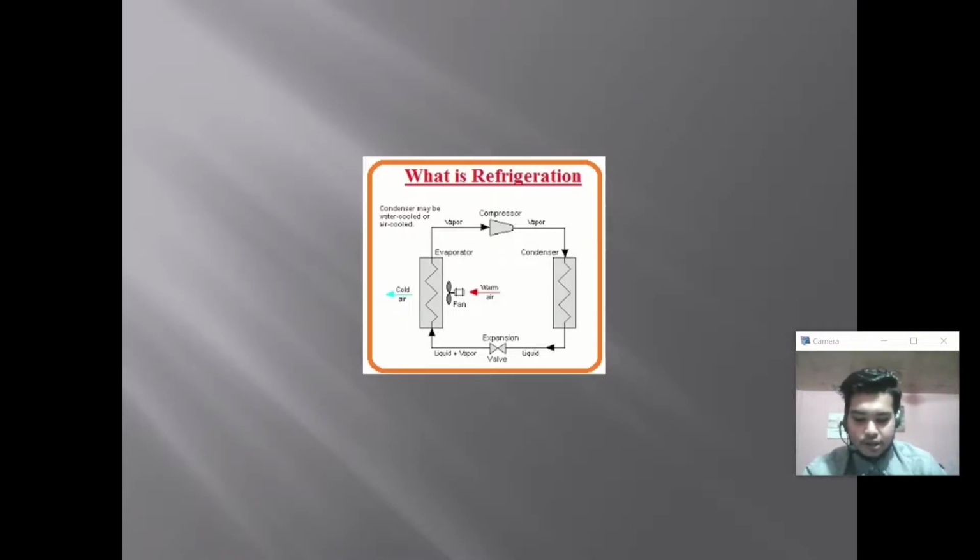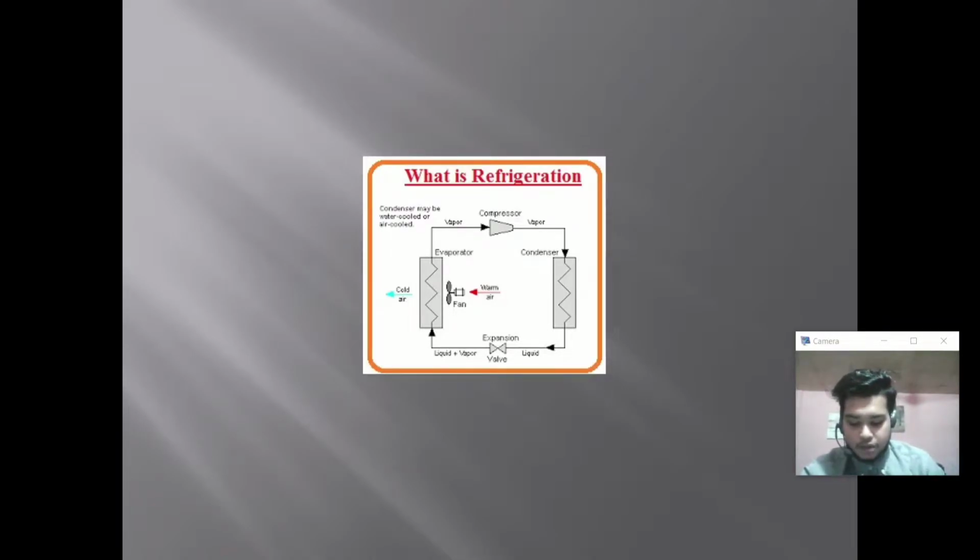Second, condenser. The condenser works by condensing the refrigerant. The refrigerant entering the condenser is hot and pressurized. The condenser then cools the refrigerant by converting it into a liquid state. There are 3 types of condenser. One is evaporative condenser, second is water cooled condenser, third is air cooled condenser.